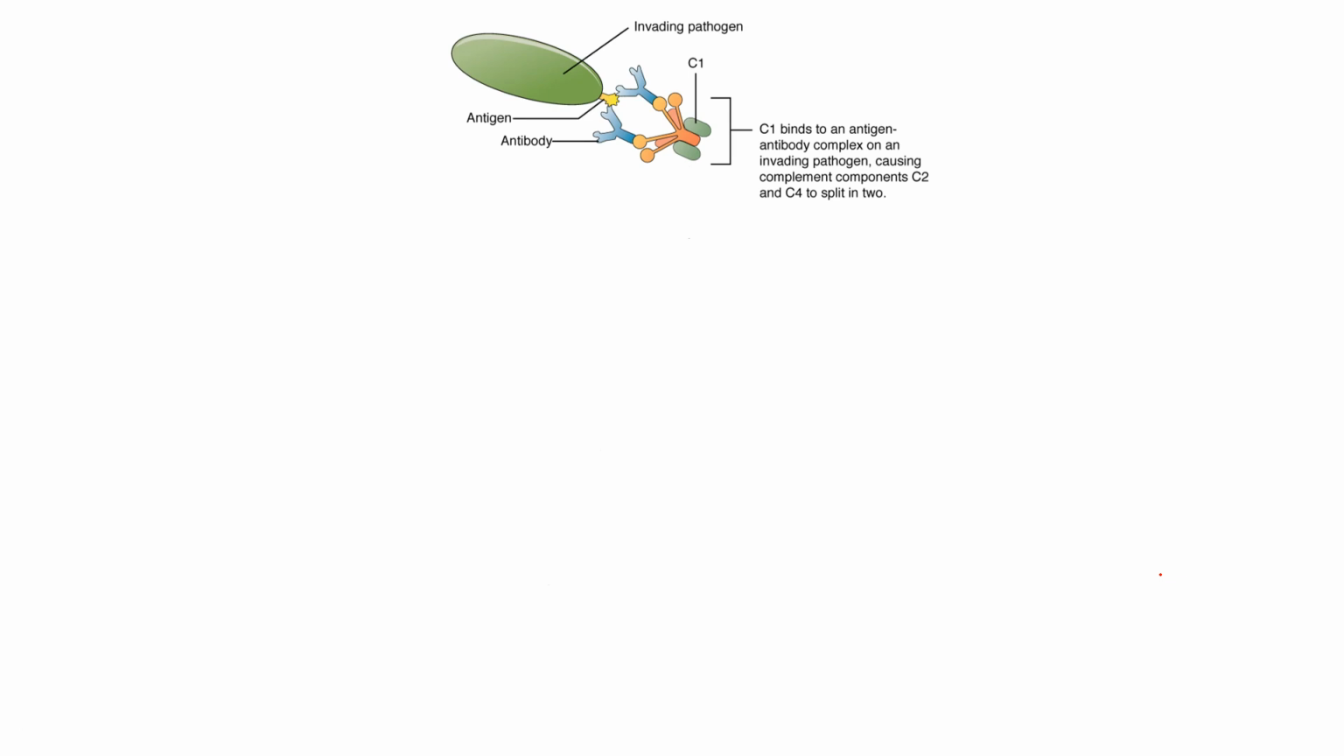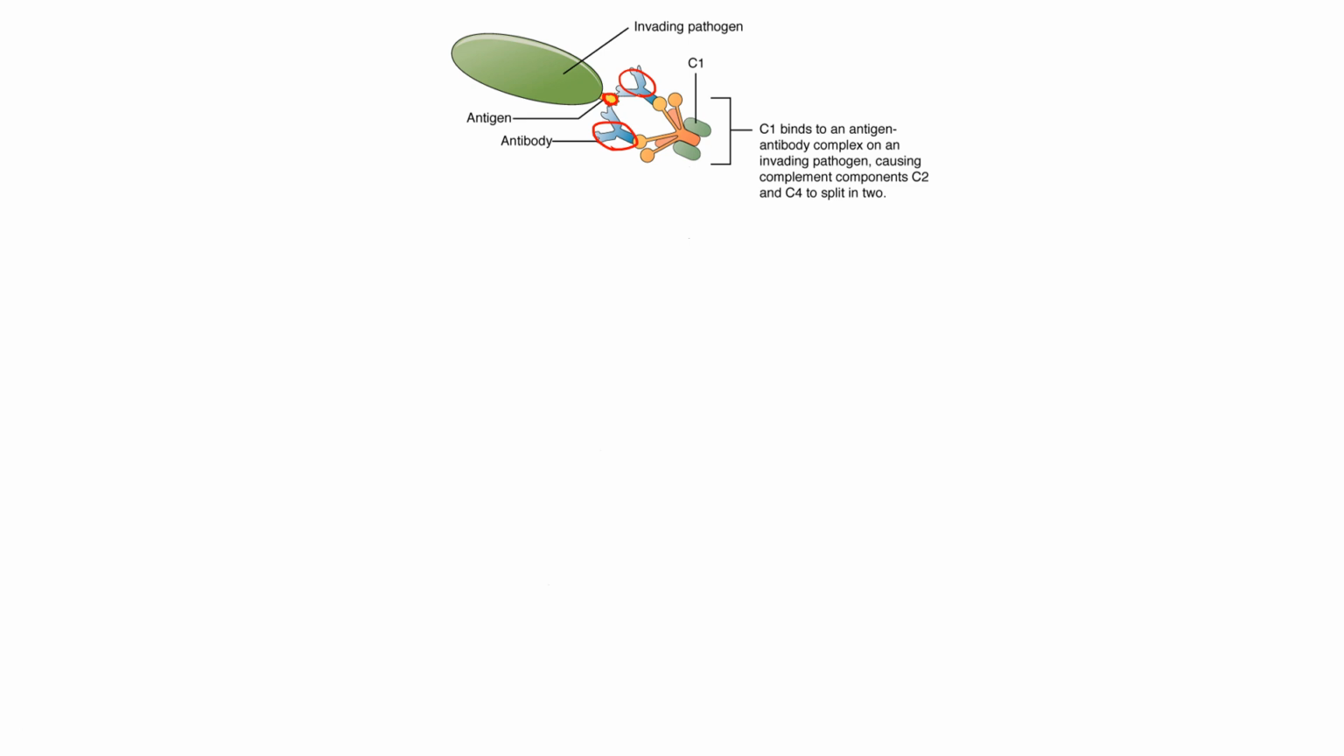It usually begins when an antibody, in this case we have two antibodies, attaches to some specific antigen on an invading pathogen. There are a couple different pathways by which this complement system can work.